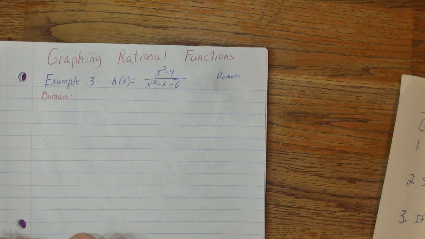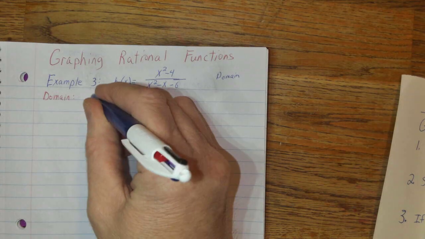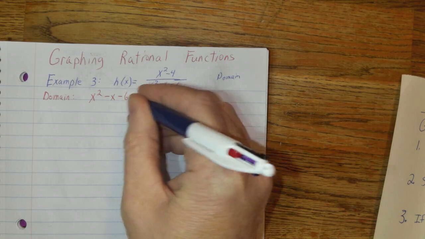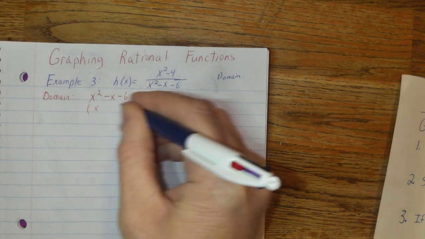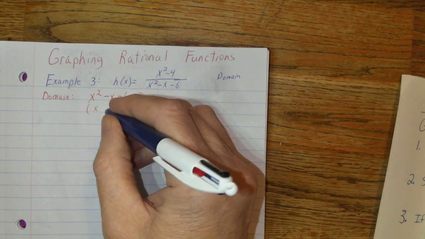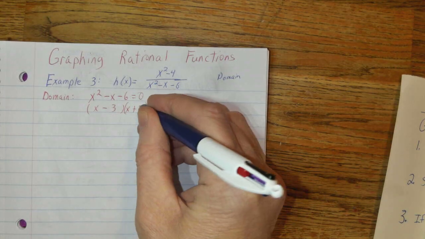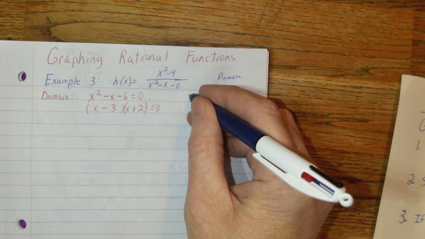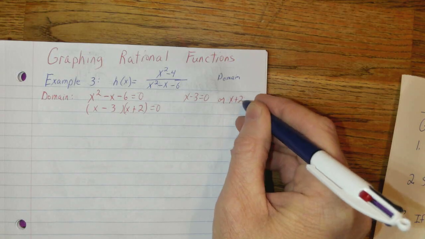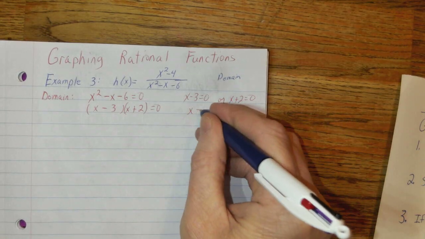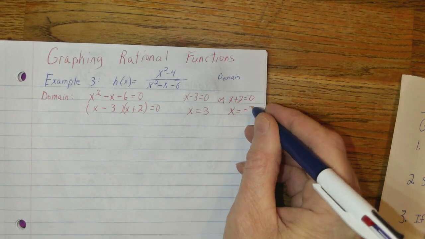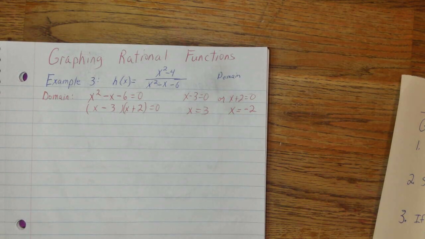So when I put the domain, I'm going to set the denominator x squared minus x minus 6 equal to 0. And I'm looking at, I think, x minus 3 times x plus 2. X minus 3 equals 0, or x plus 2 equals 0. Either one makes that 0. So x equals 3. That is one of the zeros of the denominator. X equals negative 2. And that is the other one.